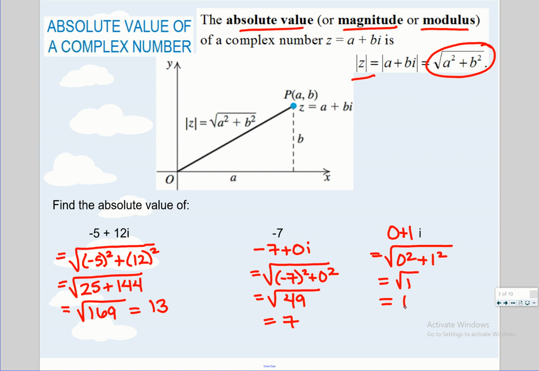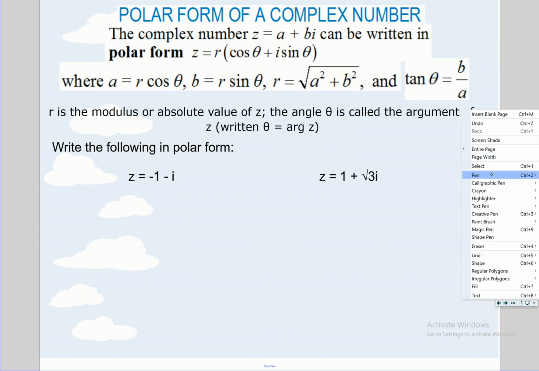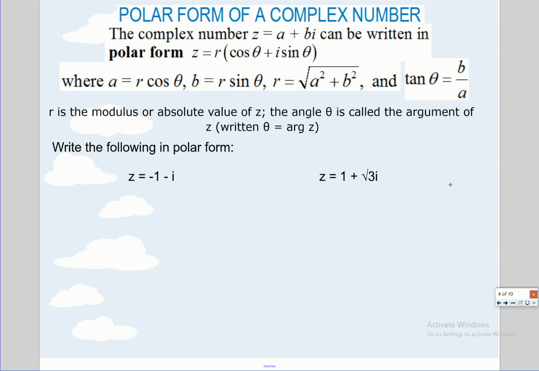Questions calculating the absolute value of a complex number. Distance to 0. Moving on. All right. Polar form of a complex number. So right now this is going to be kind of a fun thing we can do with complex numbers, but you're going to see in a few minutes it's going to make certain calculations with complex numbers easier.